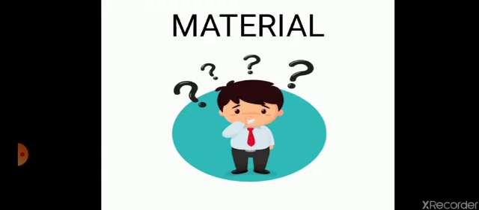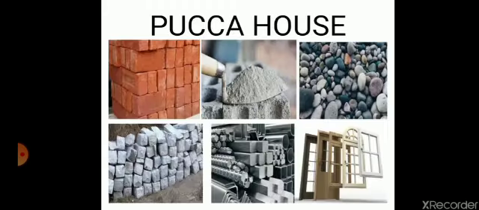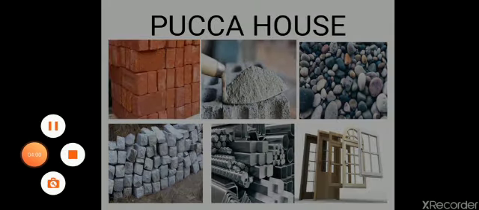There are different types of houses I want to discuss with you. It depends on the material we use. The first one is the Pakka house. A Pakka house is made up of bricks, cement, rocks, steel, and wood. If the house is made up of these things, it is called a Pakka house.